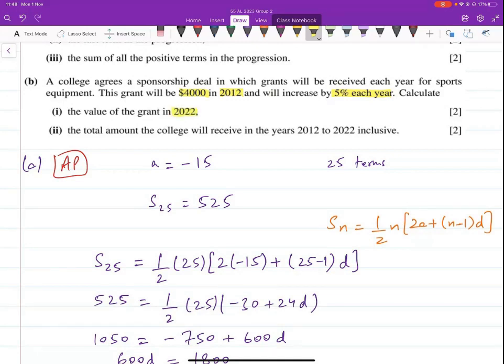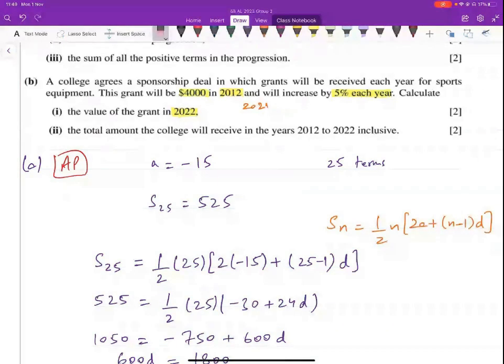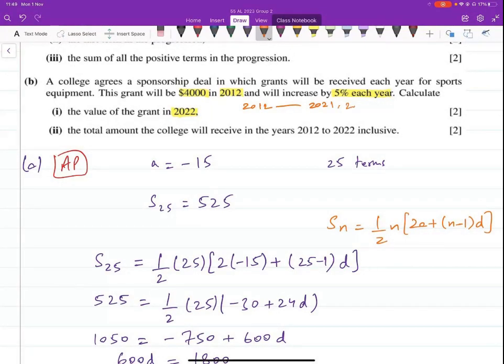Value of the grant in 2022. What are we looking for? The 11th term. From 2012 to 2022 that will be your 11th term, because you will start from 2012. Until 2021, 10 years will be done. And then you've got 2022, that will be the 11th year. If you're confused about it, just count them, okay?